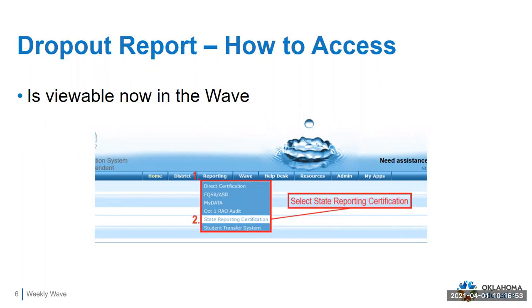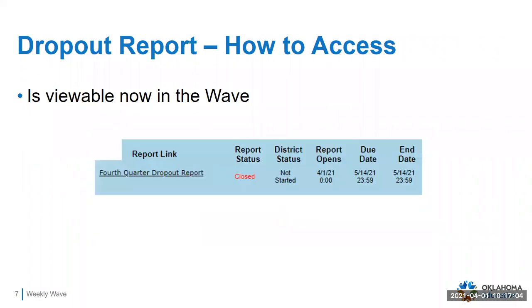It is going to be in the usual space where all of our state reporting certification reports are. We've got a screenshot here on your screen. Going forward in the list of reports, you're looking for the fourth quarter dropout report. Right now it says that it is closed. This is a screenshot from earlier. Right now it should say open, and you should be able to get into the report with no issue.